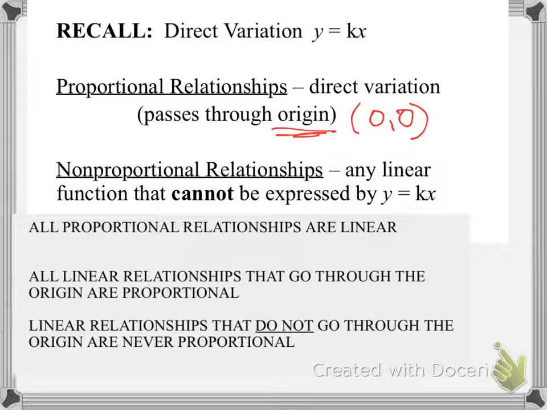Now, non-proportional relationships are any linear function that cannot be expressed as a direct variation formula. They're still linear, but they're just not proportional. So the three points below: all proportional relationships are linear. We just got done saying that. And all linear relationships that go through the origin are proportional. Linear relationships that do not go through the origin are never proportional, but they're still linear. I don't want that to get confusing for you.